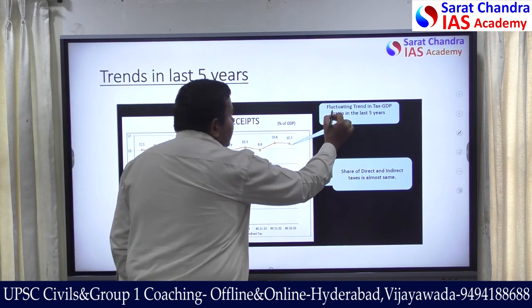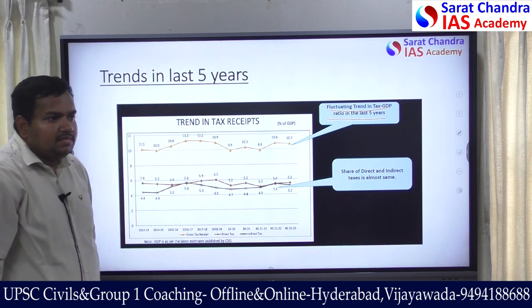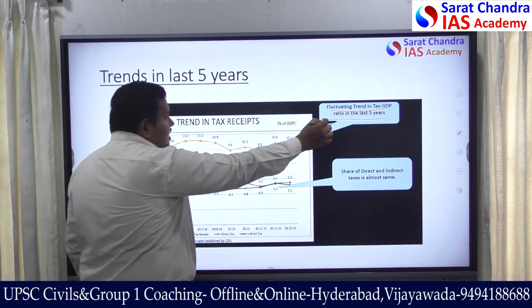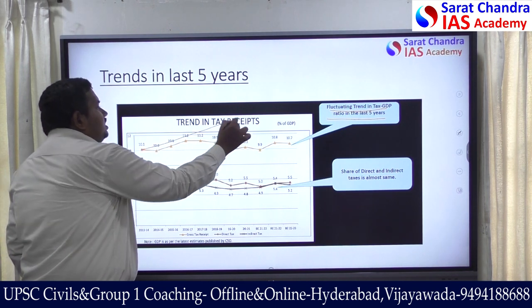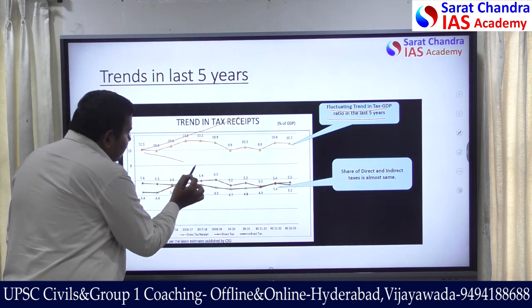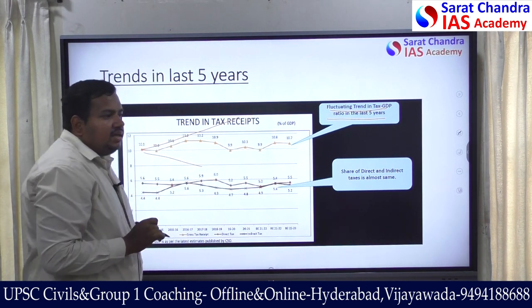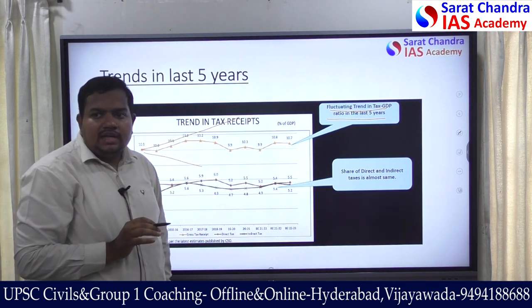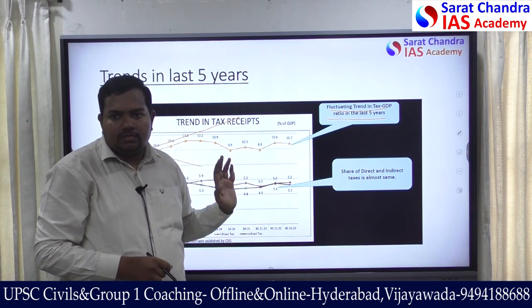With respect to two important trends. So, first, fluctuating trend in tax to GDP ratio in the last 5 years. That means if we consider tax to GDP ratio, it was actually not steadily increasing nor steadily decreasing, it was fluctuating. Okay. So, in the question, what can be given? In the last 5 years, there is a steady increase in the tax to GDP ratio.